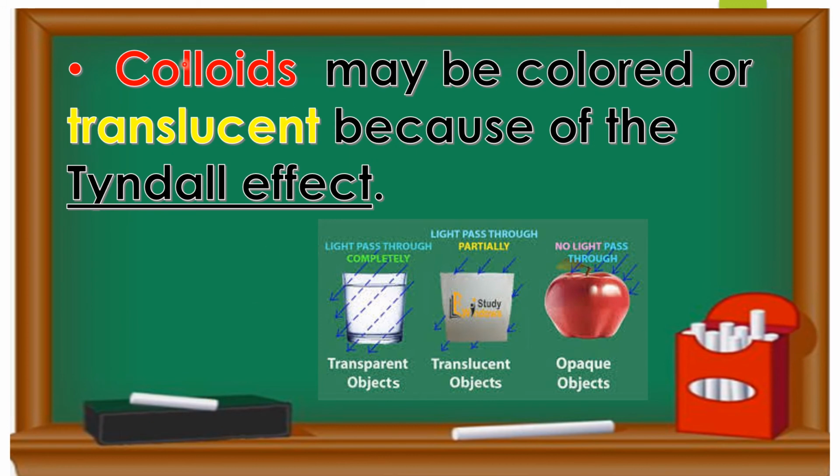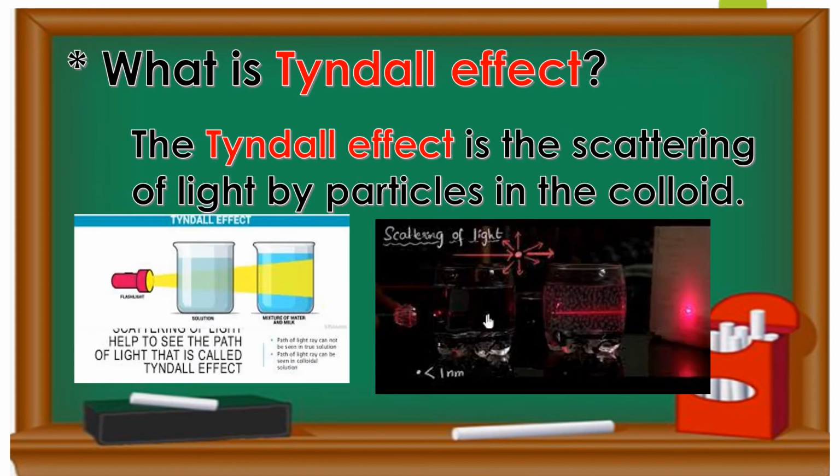So let us define what a colloid is again. Colloids may be colored or translucent because of the Tyndall effect. When you say translucent, translucent objects are objects where light can pass through partially. So only partial light can pass.